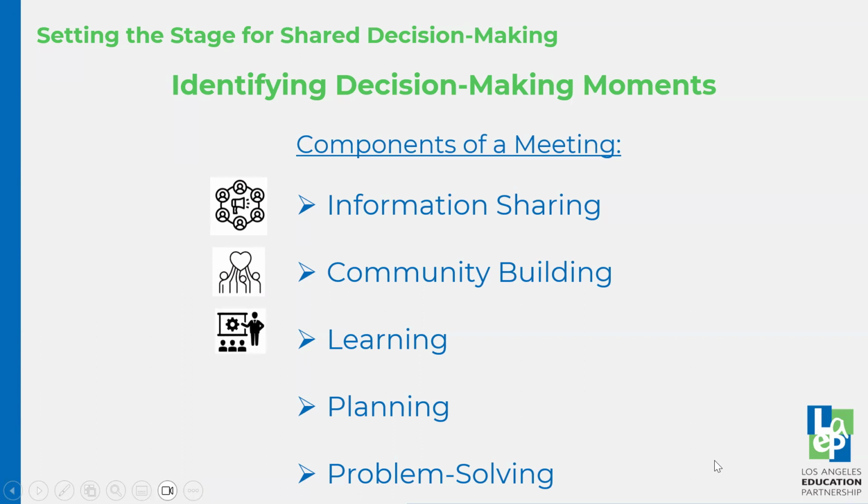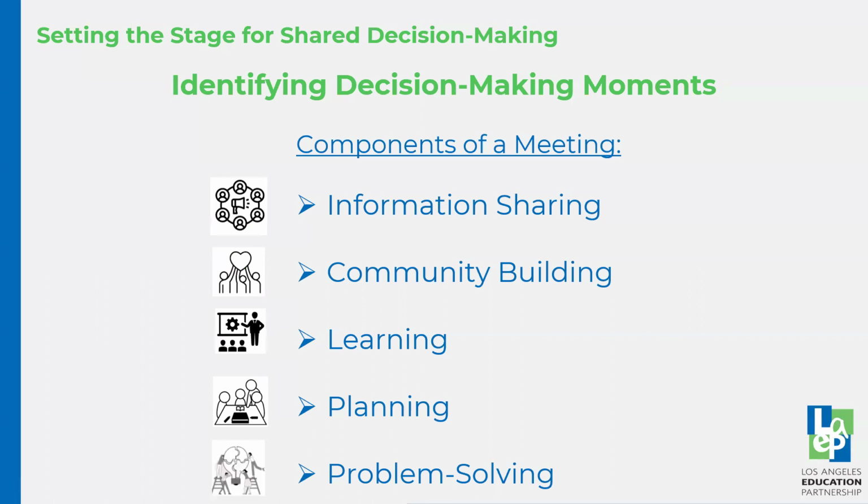Learning is when you offer professional development. Planning may look like discussions around upcoming events, rolling out a new initiative, mission and vision identification, etc. And finally, problem solving. Problem solving is when we have conversations that ask participants to identify and resolve issues, usually data-driven. So 5 different components of a meeting.